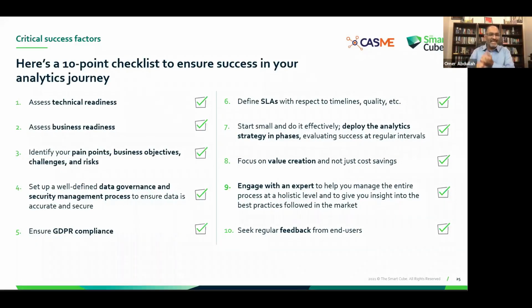Number one, assess technical readiness, right? Do I have the data? Do I have the right systems? Do I have the tools, etc.? Number two, assess your business readiness. Do I have the people? Do I have the culture? Do I have the senior commitment to be able to embed this and drive this more progressively in my organization?